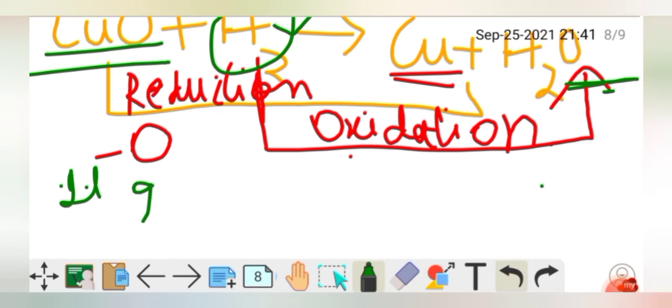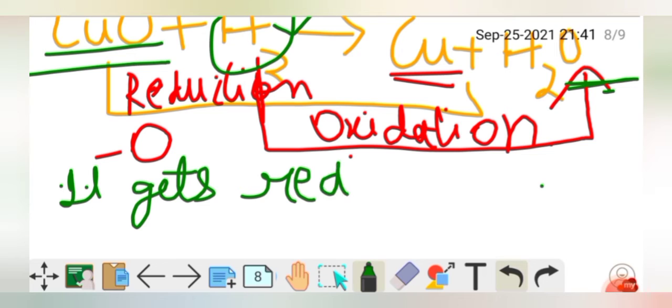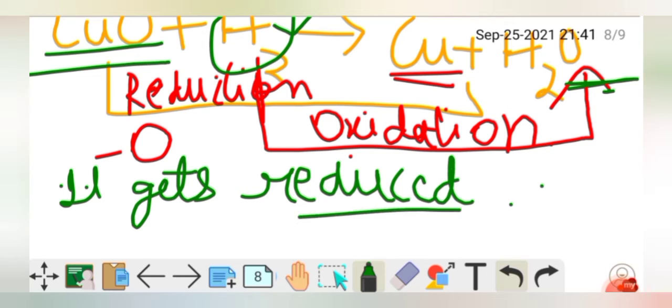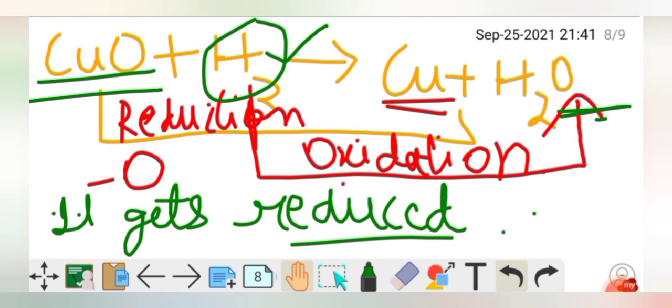Okay, oxidizing agent gets reduced. And in reducing agent, the reducing agent itself gets oxidized. So here H2 is oxidized, so it is a reducing agent, and this is oxidizing agent. Okay, hope it is clear.